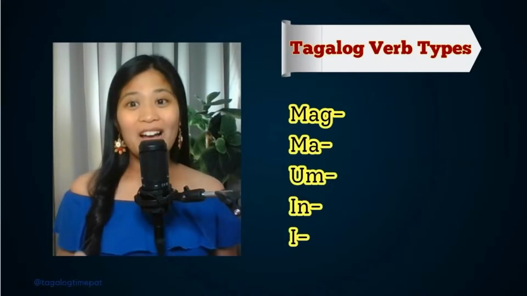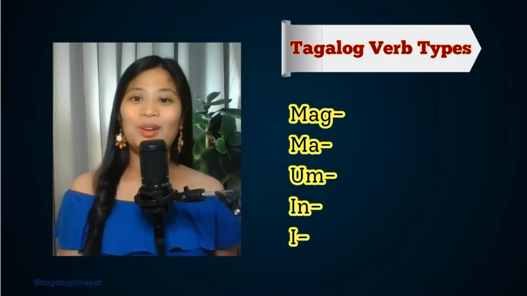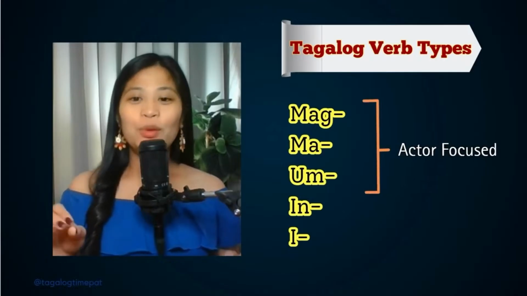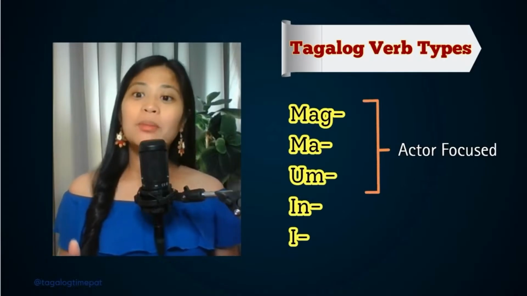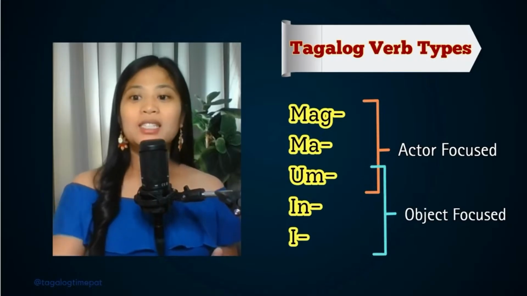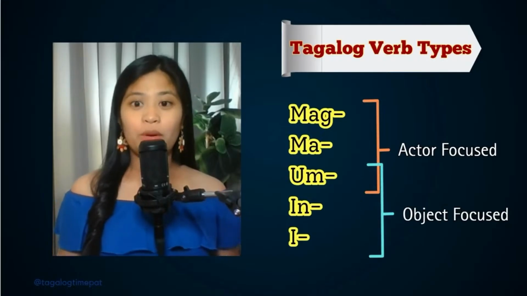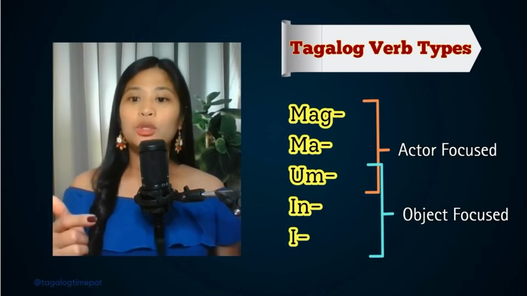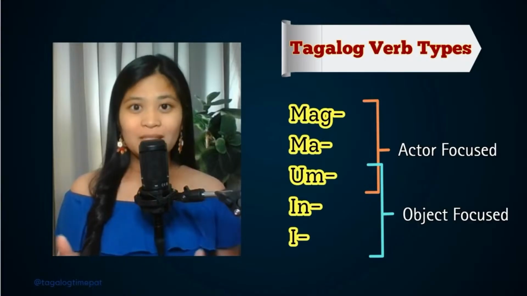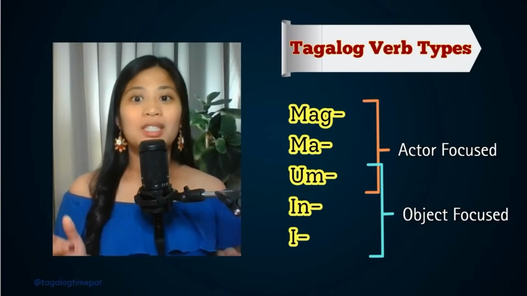Alrighty, so there are 5 main Tagalog verb types: mag, ma, in, and e verbs. And what makes them different is that some are actor-focused, like mag, ma, and um, and then some of these verbs are object-focused, like in, and e. So you can see that some of the verbs can be actor or object-focused, depending on the context of the sentence.